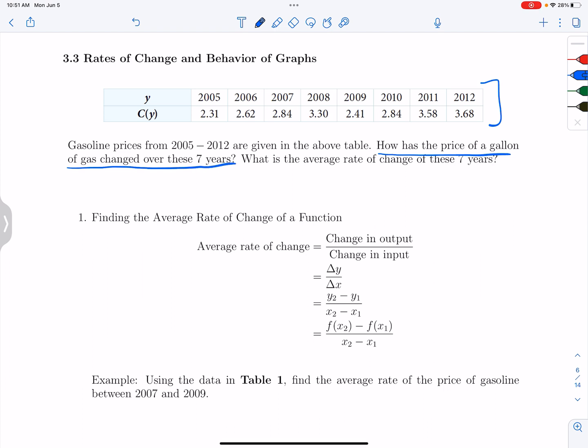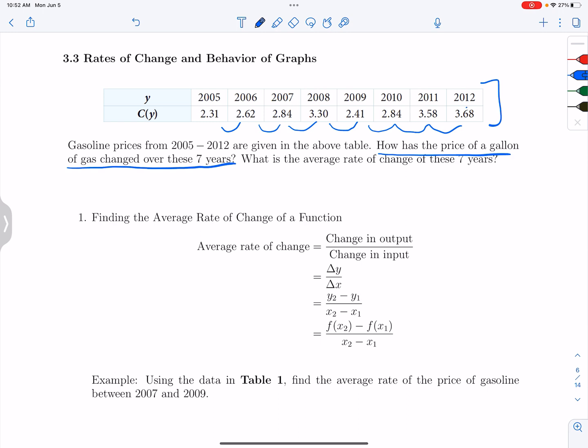So the question is, how has the price of a gallon of gas changed over these 7 years? If we watch it, it looks like it's gone up by about 31 cents, and then up 22 cents, and then a big jump. Between 2008 and 2009, it decreases and then increases again. But these increases aren't uniform. To answer this first question, how has the price of a gallon of gas changed over 7 years?